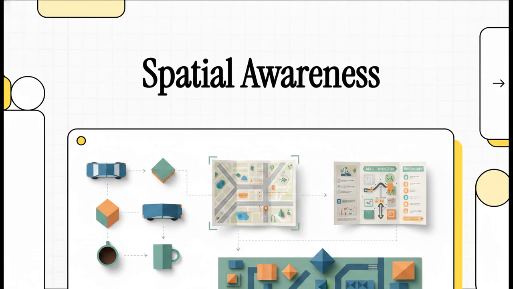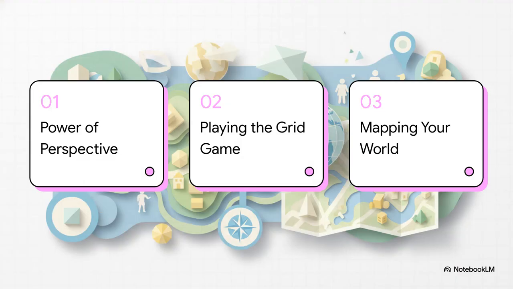So today, we're going to explain this chapter by zooming all the way in on how we view simple, everyday objects from completely different angles. And then we'll slowly zoom out to show how those exact same principles let us navigate massive, real-world spaces. Basically, we're going to train our brains to see the world completely differently. So here's the roadmap for our explainer today. First up, the power of perspective. Next, we're playing the grid game. And finally, mapping your world.